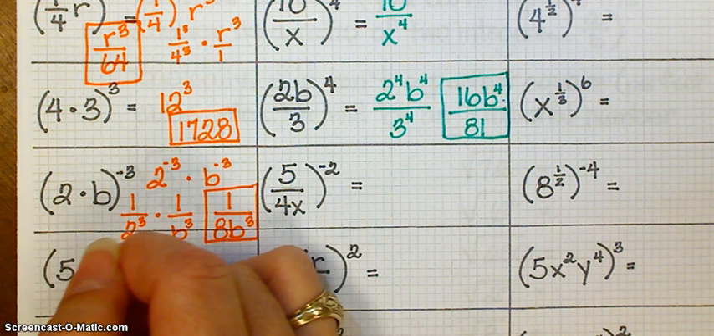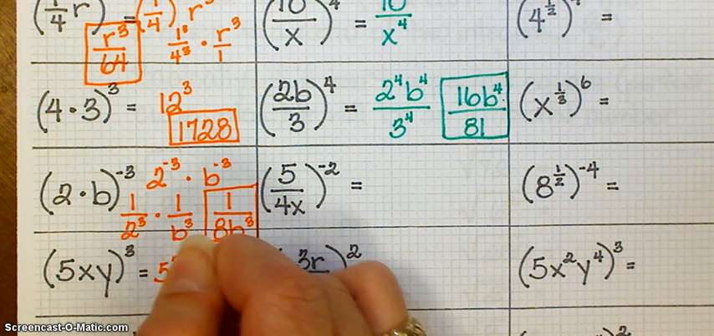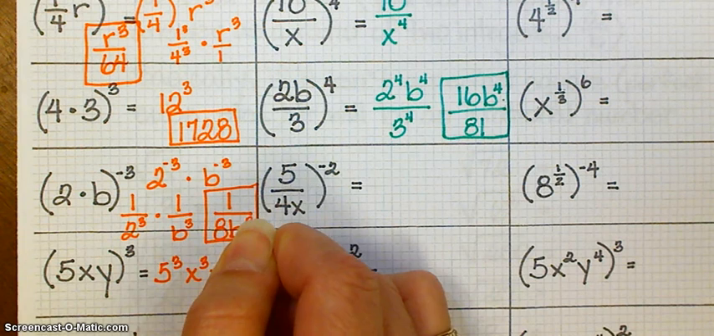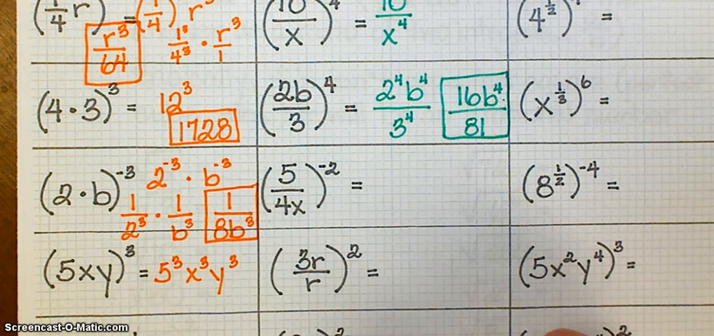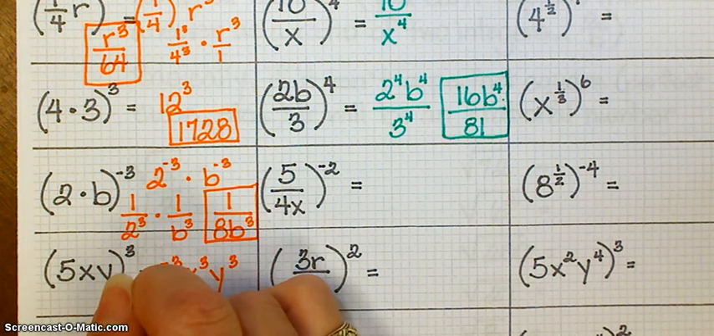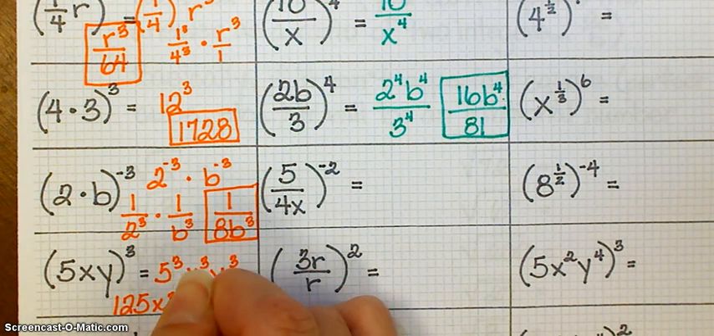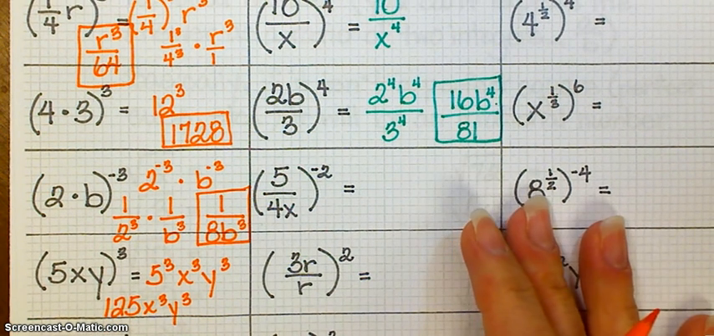Again, the 3 applies to everything inside the parentheses, so this is going to be 5 to the third times x to the third times y to the third. 5 times 5 times 5 is 125. 125 x to the third y to the third. I can't really simplify it any further than that.